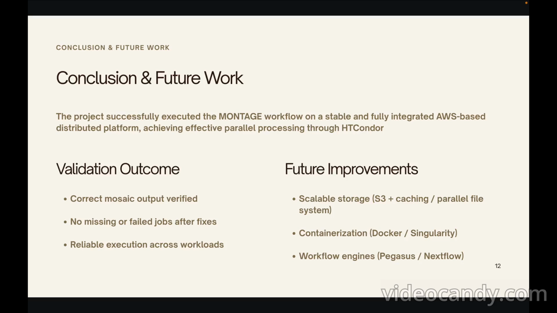For future improvement, replacing NFS with scalable storage such as AWS S3 with caching or a parallel file system would improve the I/O performance. Containerization using Docker or Singularity would standardize execution environments, while workflow engines like Pegasus or Nextflow would add fault tolerance, monitoring, and provenance tracking. This enhancement would allow the platform to scale to larger datasets and support more complex scientific workflows.